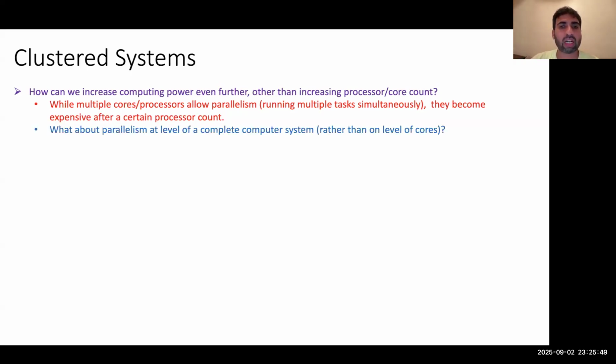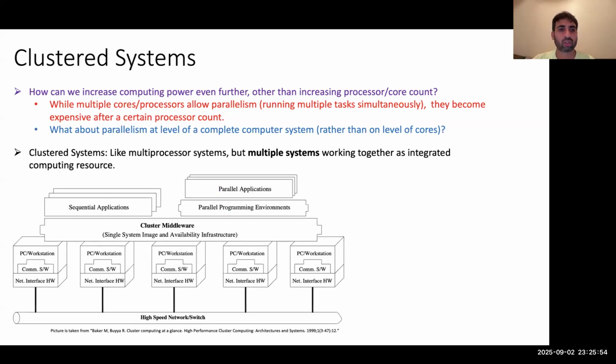So what about parallelism at the level of a complete computer system rather than at the level of cores or processors? This is known as a clustered system. It is like multiprocessor systems, but we have multiple computer systems which work together as an integrated computing resource. We have a mechanism which gives us an illusion that these multiple computer systems are logically a single entity. So we are combining the computing power of multiple computer systems together.